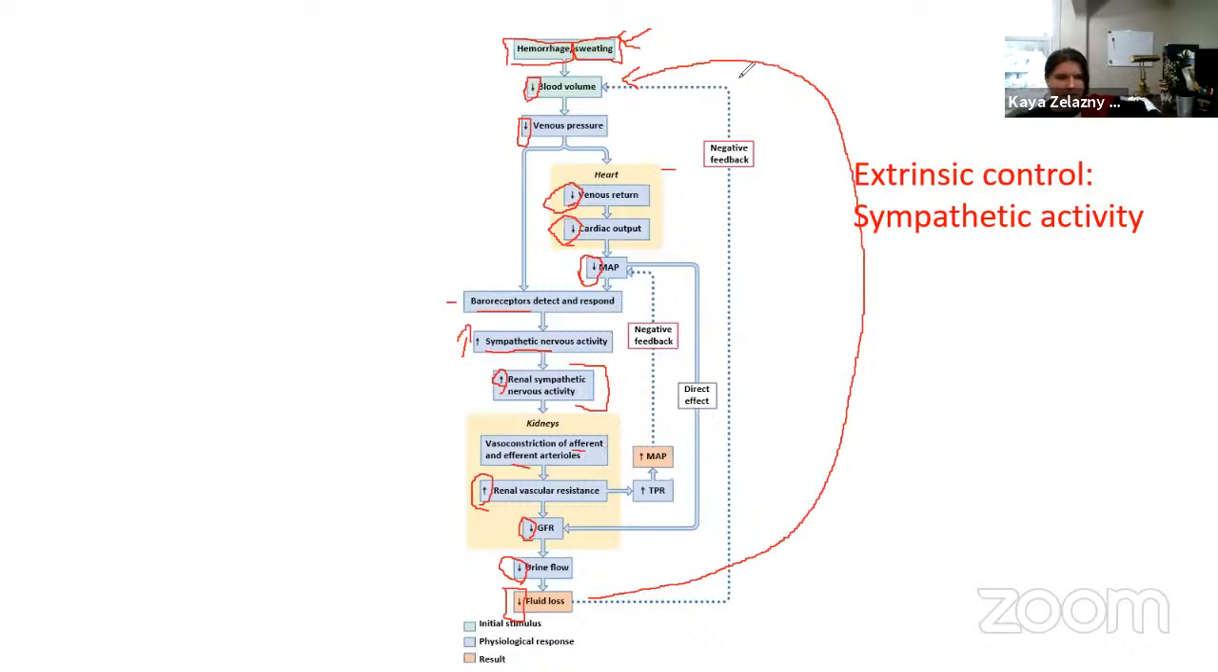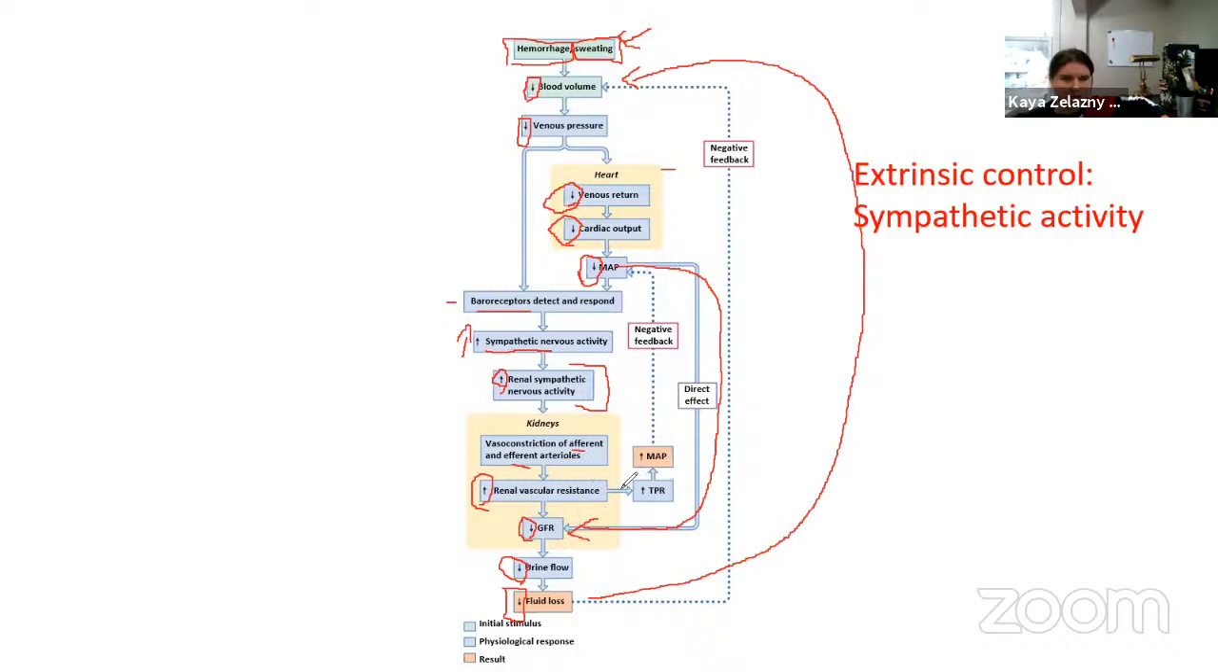Okay. So that's the basic big negative feedback loop that we're trying to do, this sort of bigger control of blood volume and therefore pressure using our kidneys. We do have other feedback loops happening as well, right? So we have a direct effect of the blood pressure directly dropping GFR, right? Because that plasma flow is dropping.